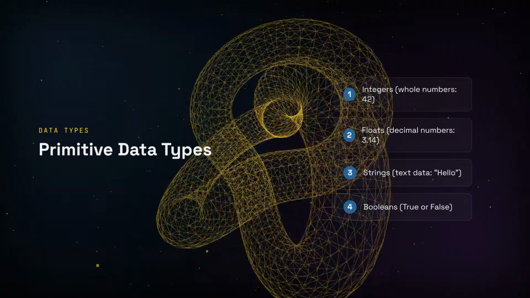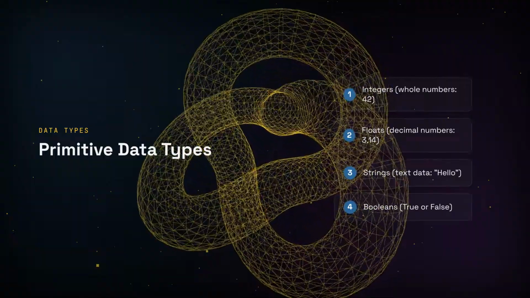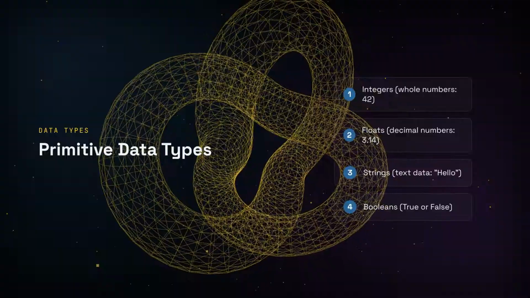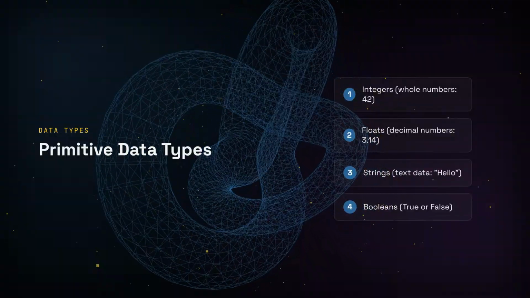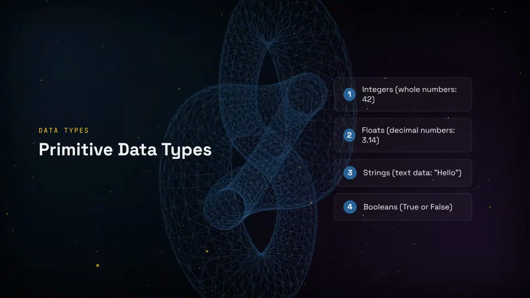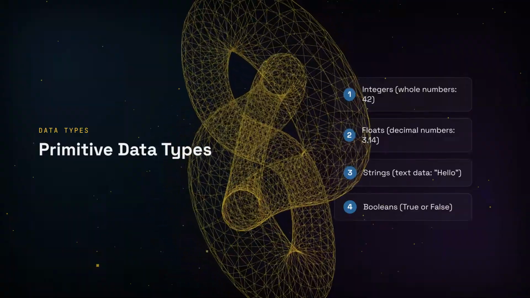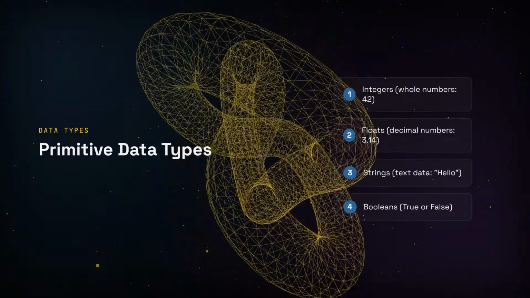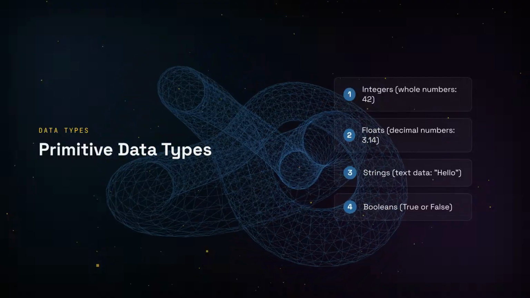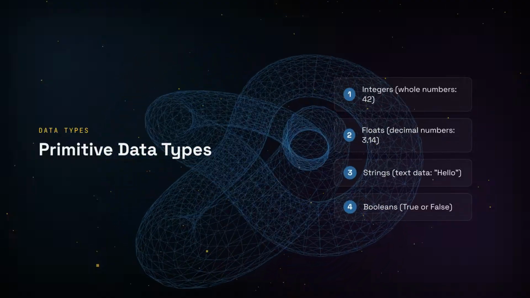First, we have integers, which represent whole numbers with no decimal points, like 42 or -7. Second, we have floats, short for floating point numbers, which represent numbers with decimal precision, like 3.14. Third, we have strings, which represent plain textual data, and are always enclosed inside matching single or double quotation marks.